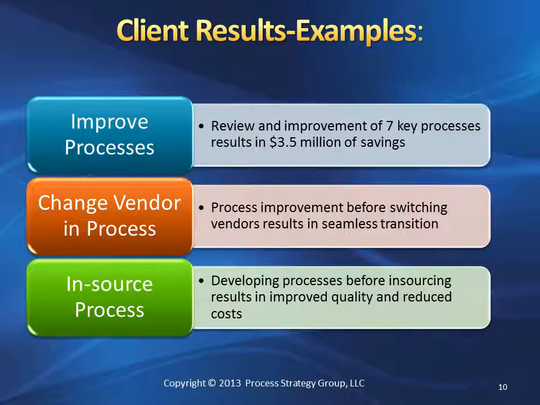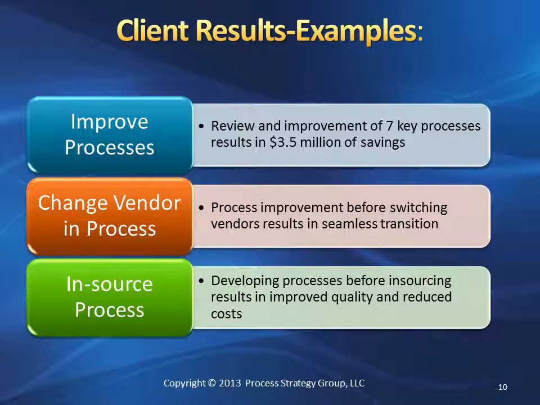Shown here are 3 different examples of what clients achieved with this approach. The most common result was improvement to a process or a number of processes. In this example, the client focused on 7 processes which went through multiple improvement cycles. We were able to document $3.5 million in annual savings, as well as reduce cycle times and improve quality, as shown from a reduction of errors. The impact was measured and the results communicated throughout the organization.